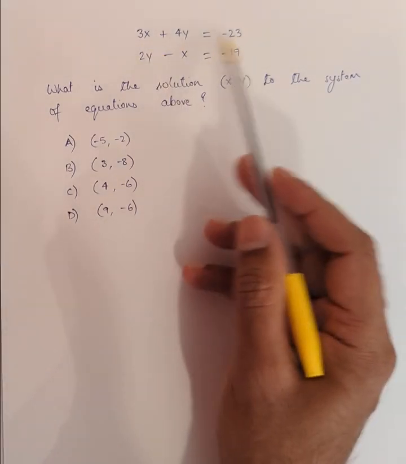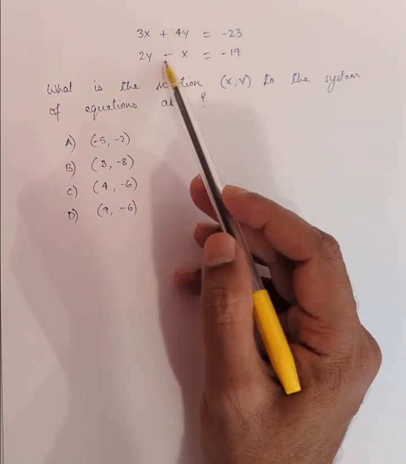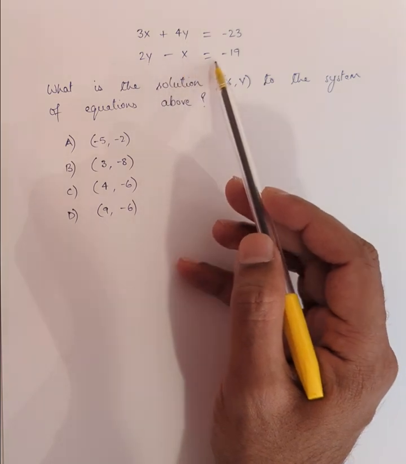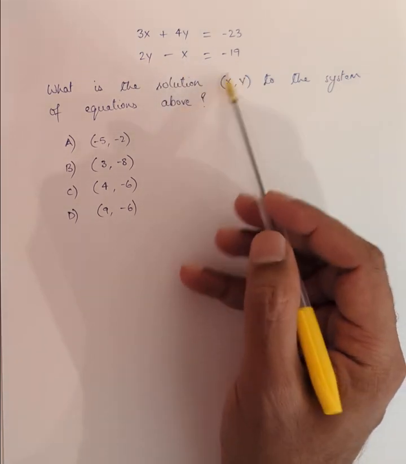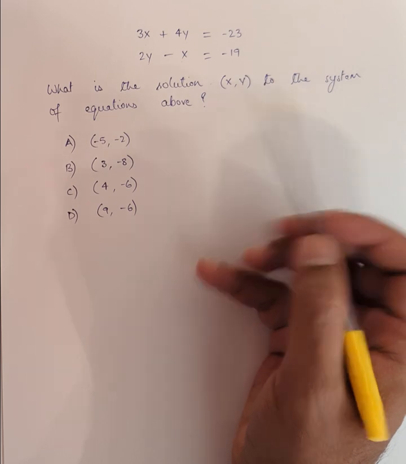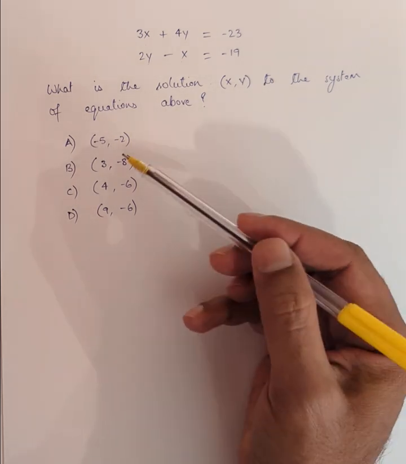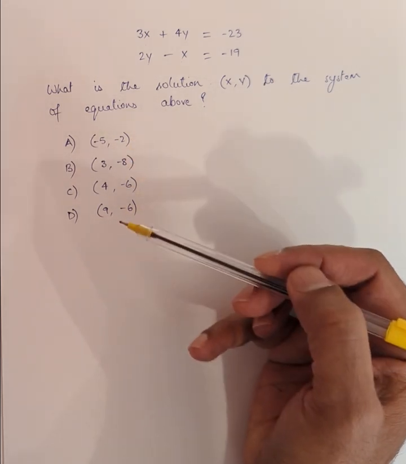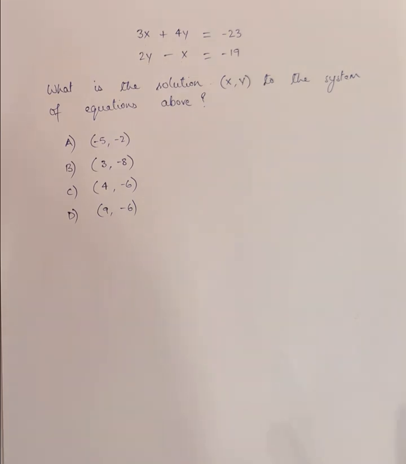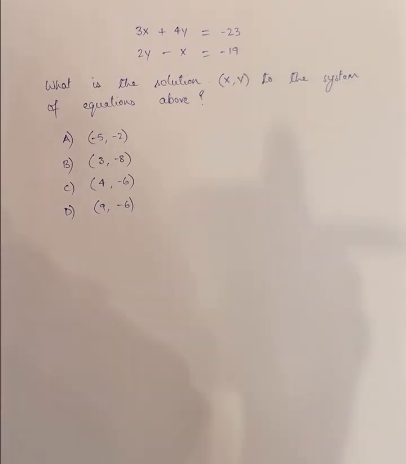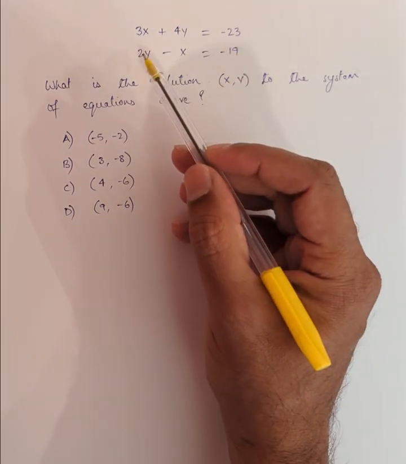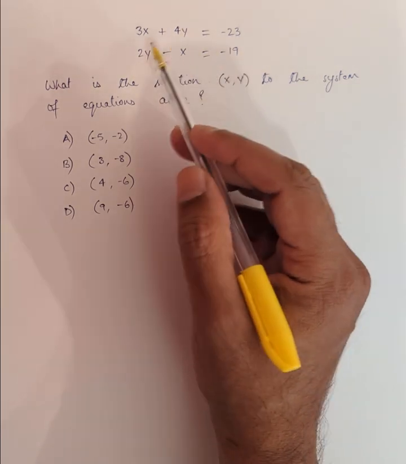We are given two equations, 3x plus 4y equals negative 23, 2y minus x equals negative 19. What is the solution to the system of equations above? And then there are four answer choices. Now, if you are allowed to use a graphing calculator, then what we can do is rewrite these equations.